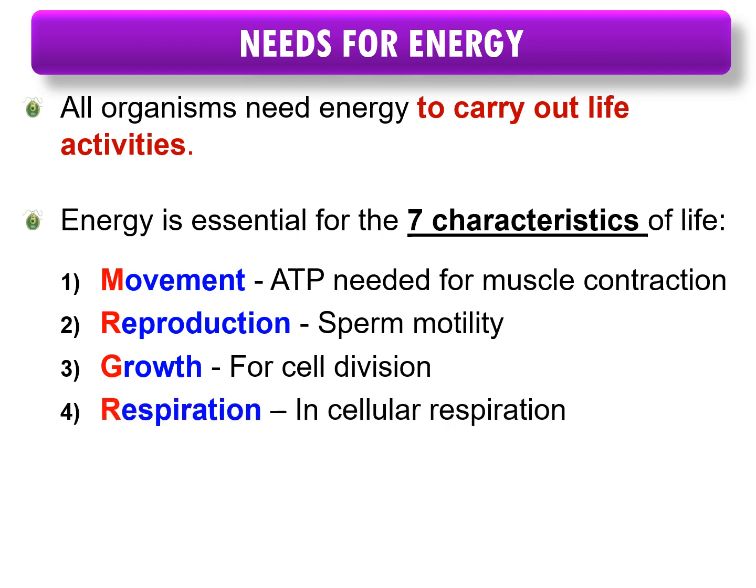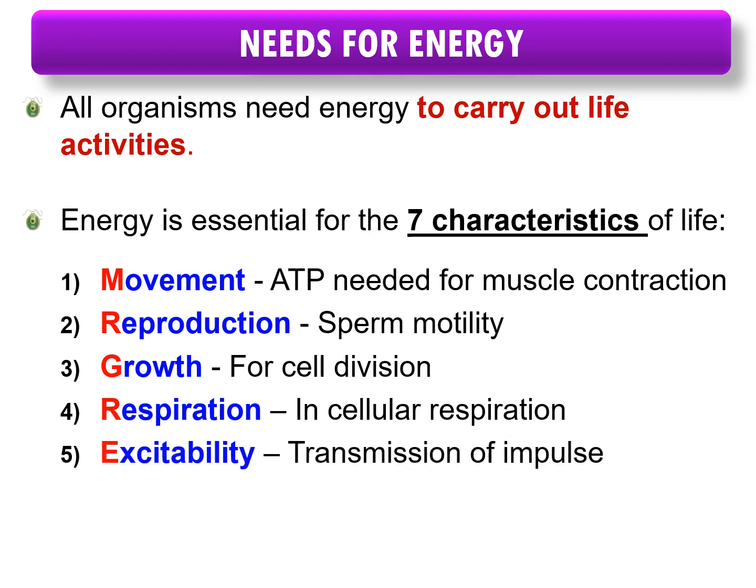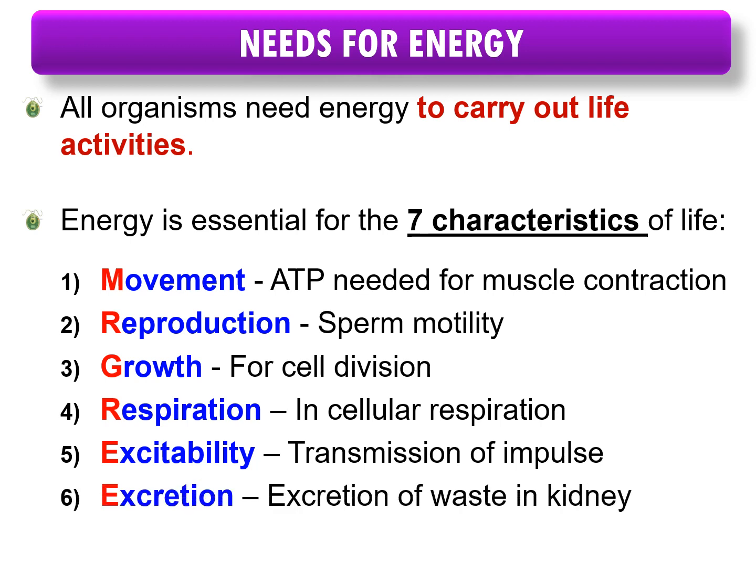Next, respiration. In cellular respiration, chemical energy stored in organic molecules such as glucose is converted into energy or ATP. This energy is readily available to be used by the cell. Next, excitability. Transmission of impulse involves energy. Next, excretion. Excretion of waste in the kidney also needs energy.